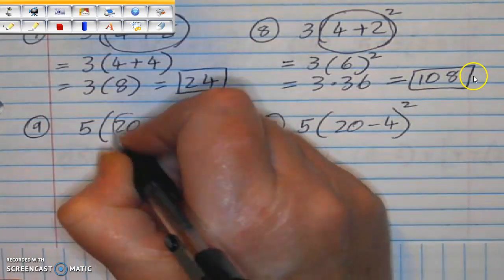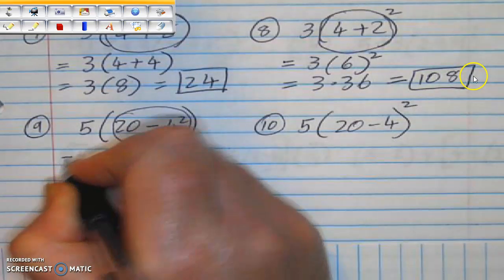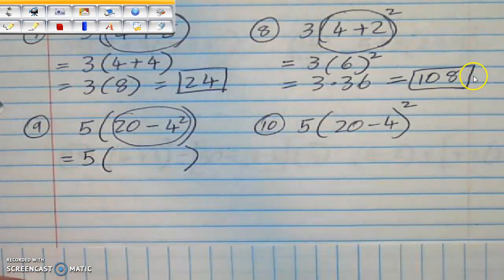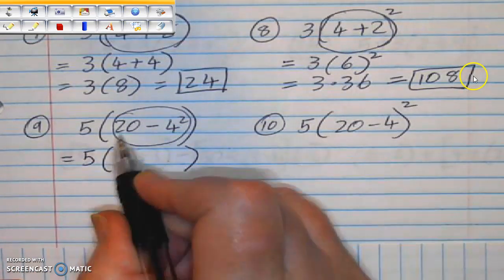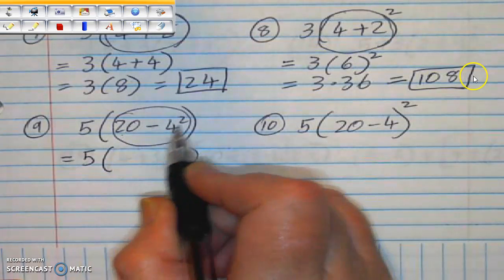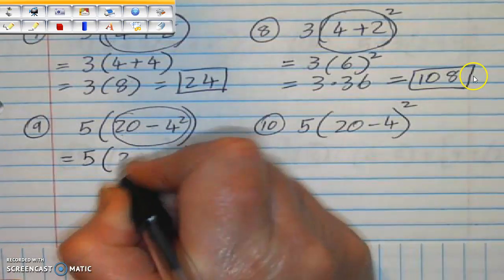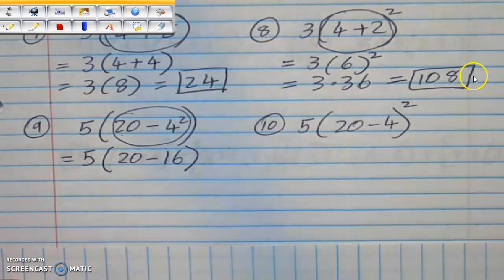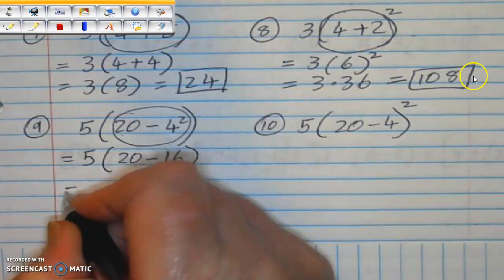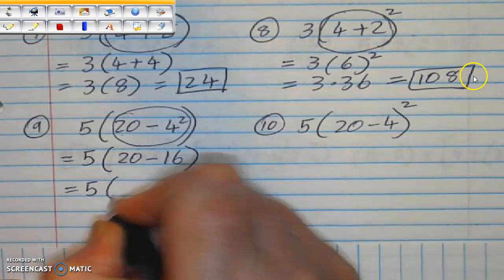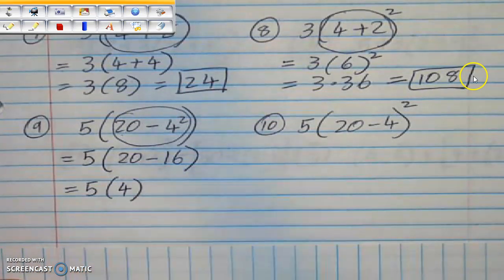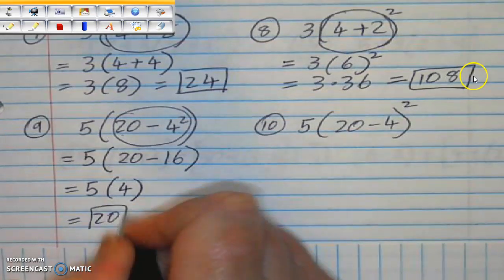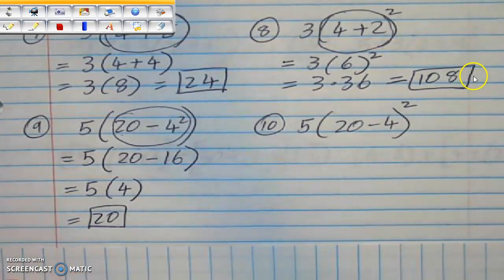So number 9, I'm looking inside the parentheses, and I'm going to do what's inside the parentheses first. Inside the parentheses, I've got 20 minus 4 squared, so I need to square that 4 as the very first thing I do. Then I'm going to do this subtraction that's inside the parentheses. And then I do the multiplication. So the answer to number 9 is 20.